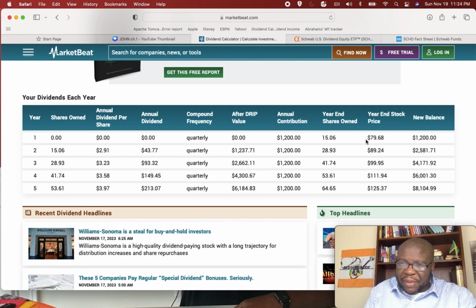And this is how much the stock price would go up, because we said it's going to go up about 12% per year. And it does the same thing in years 2 through 5. You see the annual contribution is the same amount, $100 a month or $1,200 for the year. So you see the annual dividend is not that great.